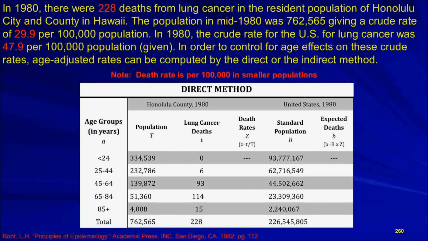In 1980, the crude death rate for the U.S. for lung cancer was 47.9 per 100,000 population, and that's a given, and I can show you how we can get that. And in order to control for the age effects of these crude rates, age-adjusted rates can be computed by the direct or the indirect method.